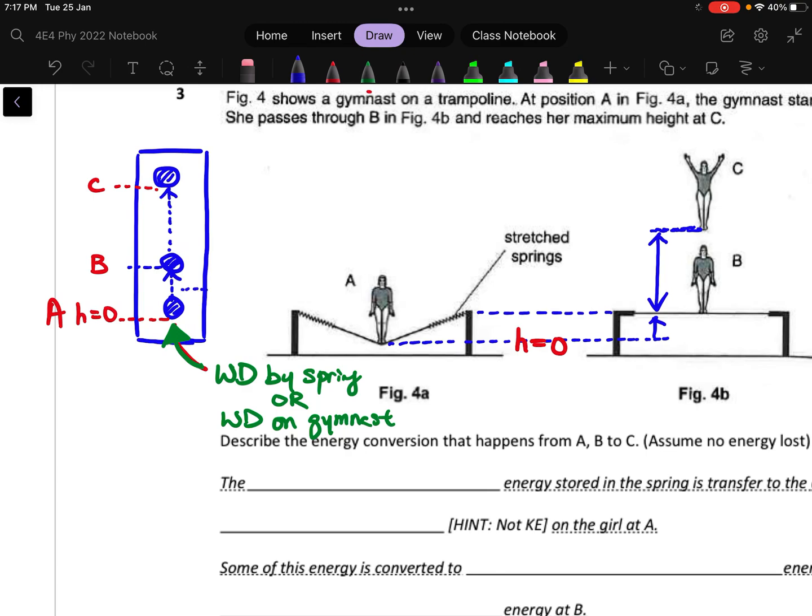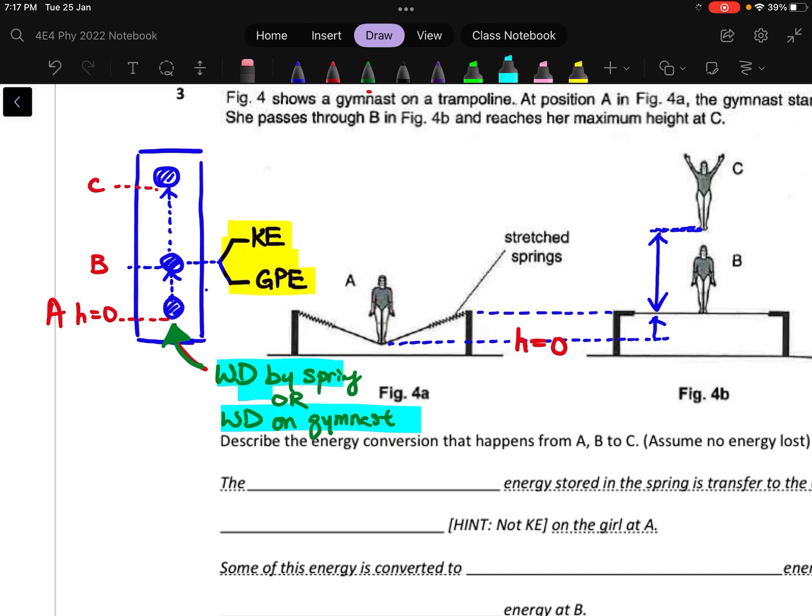So we don't care what is going on in between. We are talking about the different points. At B, I would know that the gymnast must be moving, and the gymnast gained GPE, right? So this whole chunk of energy in yellow must be coming from this whole chunk of energy that is being transferred into the system. Then when it reaches C, it reaches maximum height in a one-dimensional motion. So therefore, down here, it will be only GPE.